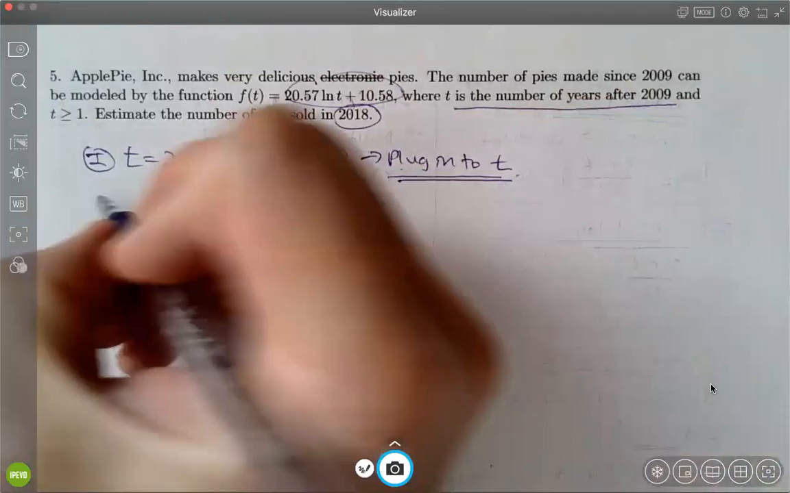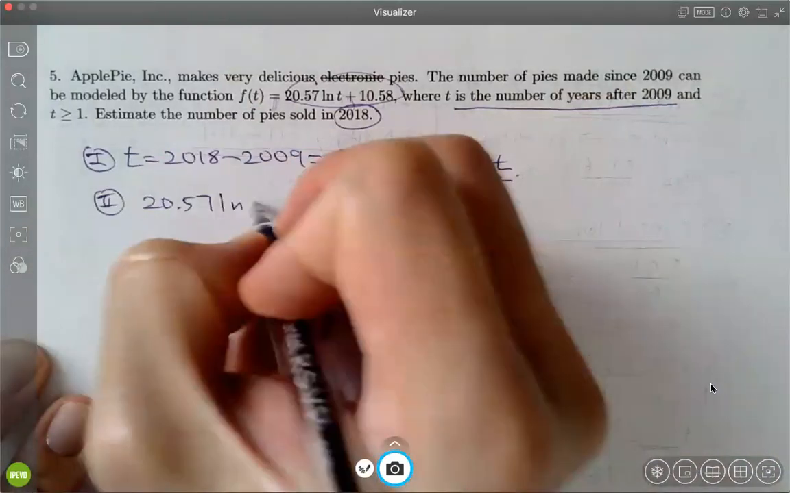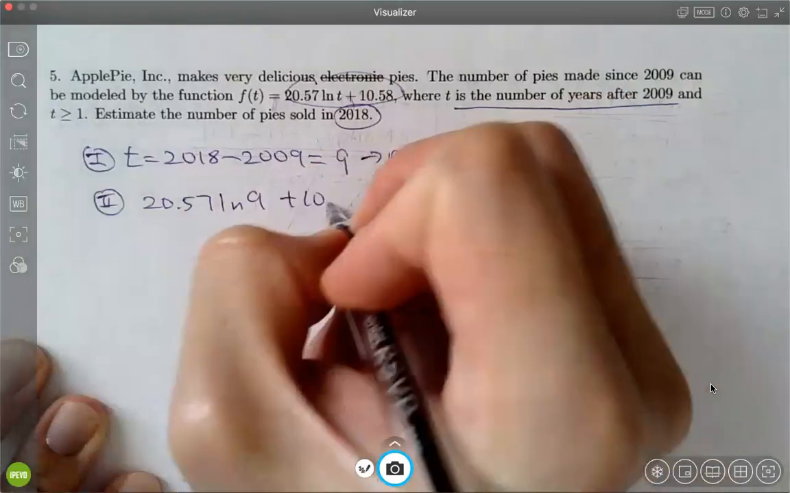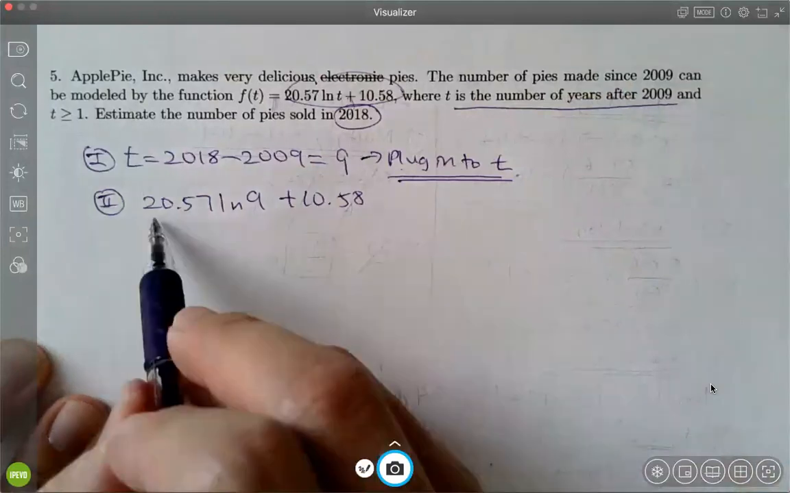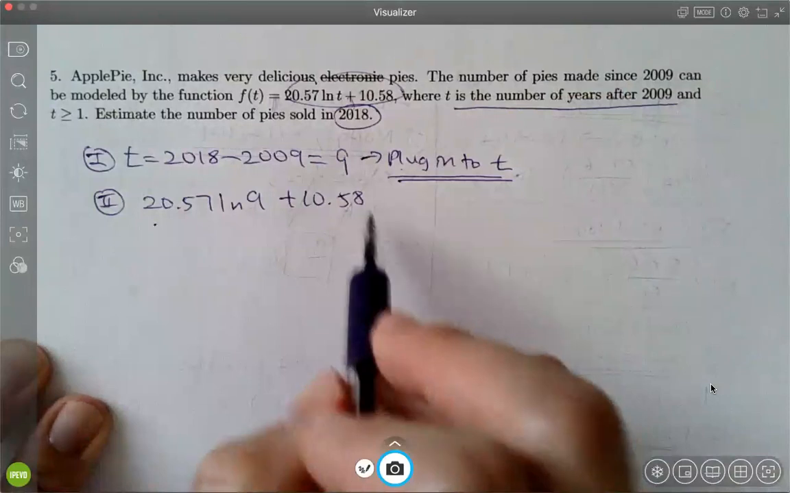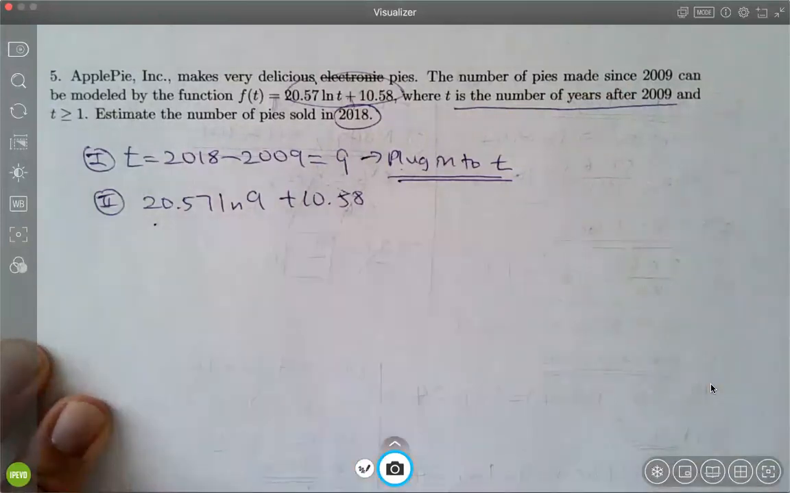Okay, so what do you get? 20.57 ln 9 plus 10.58. Okay. And now what? So there can't be this many pies, right? I mean, we don't know what this thing is. That's just a number. So what do we do next?